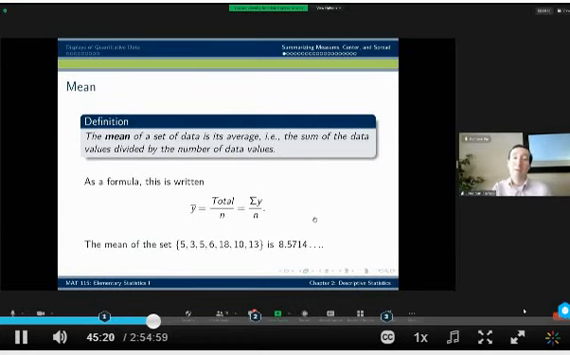Okay. So that's the basic idea for calculating the mean. Hopefully you've had plenty of practice with this before. We will do some more in just a few minutes, and I'll show you how to use Excel to do this quickly, especially when you have a large number of data values.